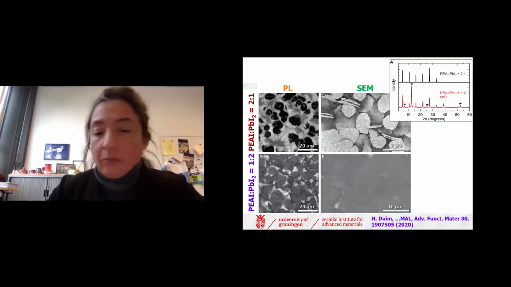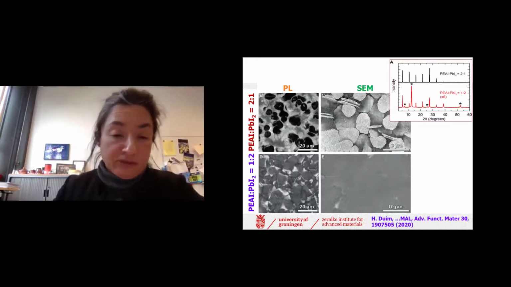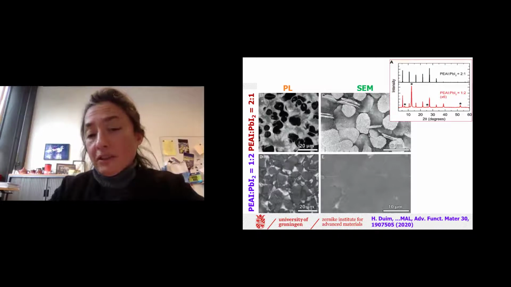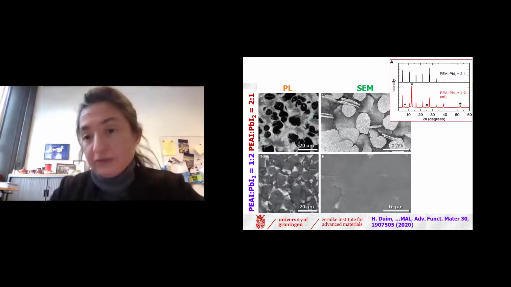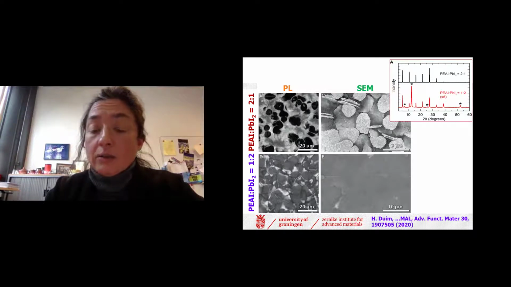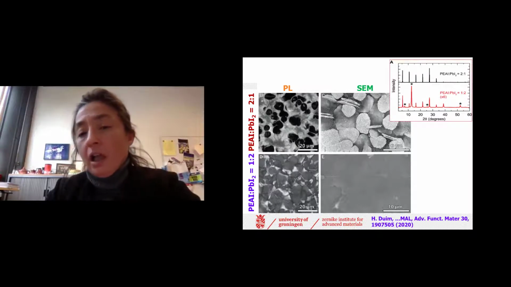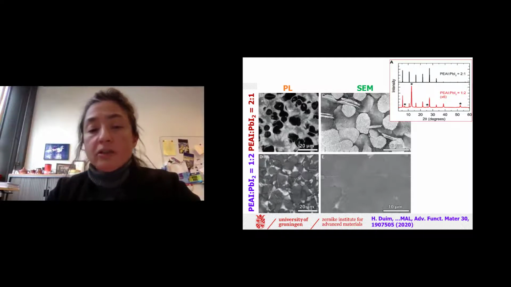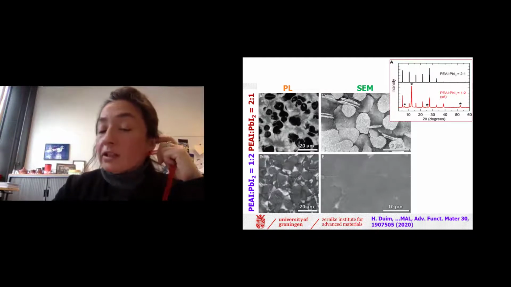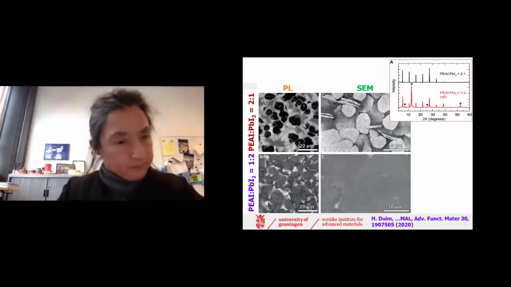While the stoichiometric sample, again, has this typical mosaic-like structure of the photoluminescence, but it has a very flat surface. Interesting is that when you look at the diffraction pattern of these two samples, the stoichiometric one has the diffraction pattern that you expect, while the one out of stoichiometry shows lead iodide impurity, as we expect from the composition we are using.